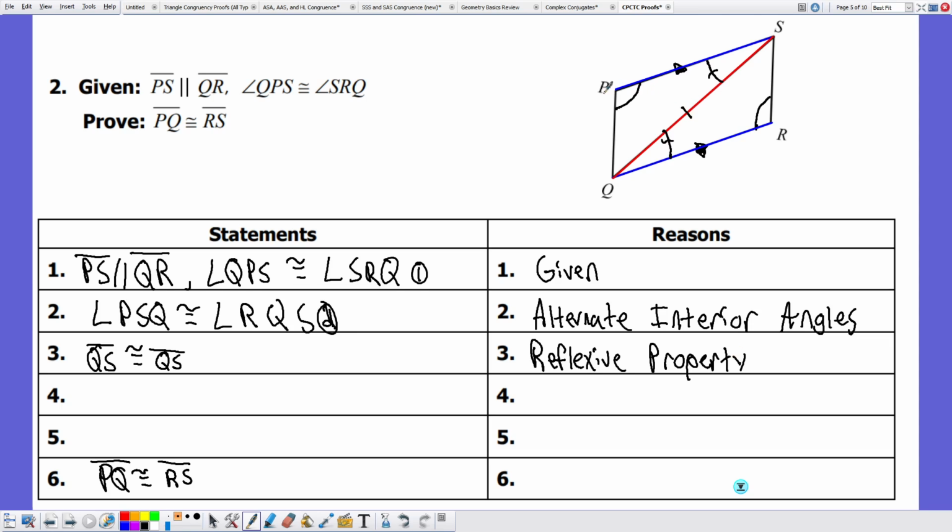Now, because of this, I have two pairs of congruent angles and a third side that's not included, but we can still see that we have angle, angle, side. So I can establish the fact that triangle PSQ is congruent with triangle RQS because of angle-angle-side congruence.